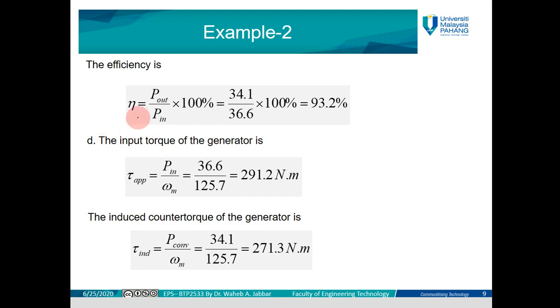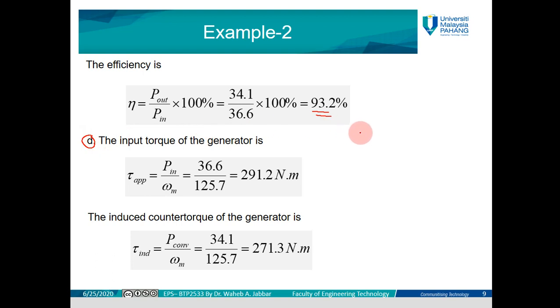So the efficiency of the generator here will be 341 over 36.6 times 100, so the efficiency is 93.2%. Okay, then the last part here, the next part will be to find the torque.